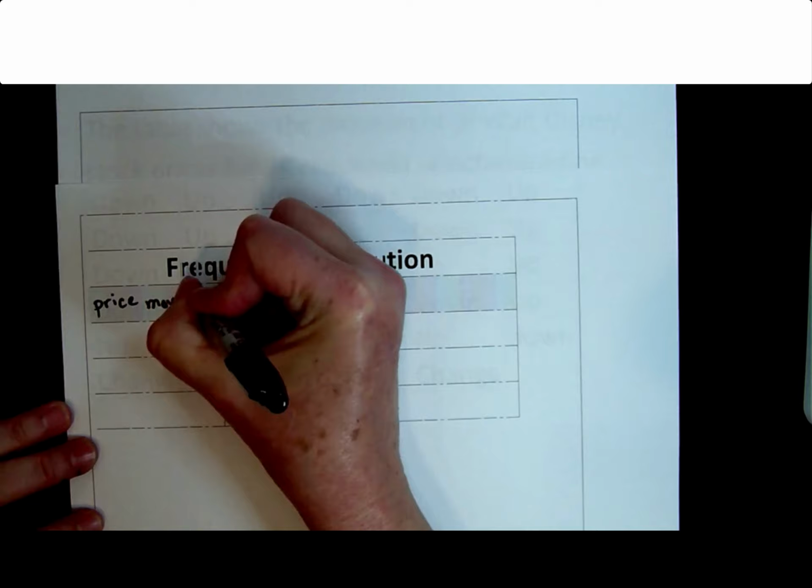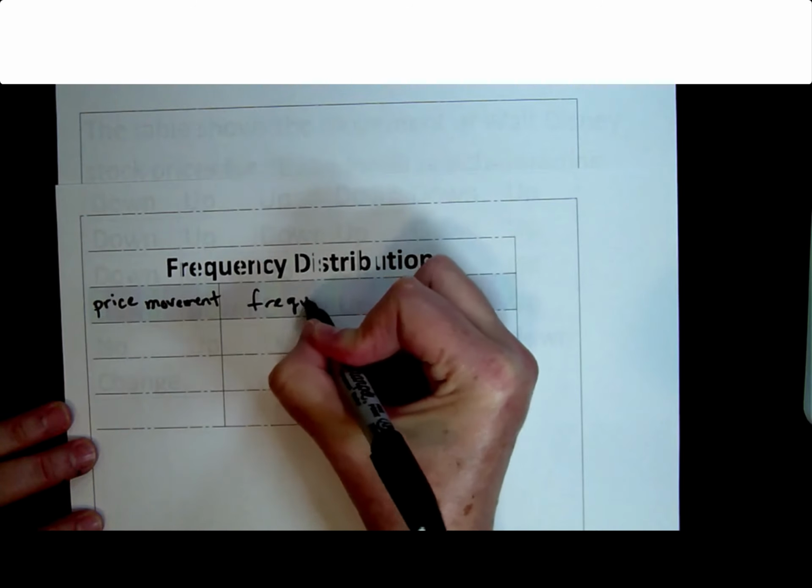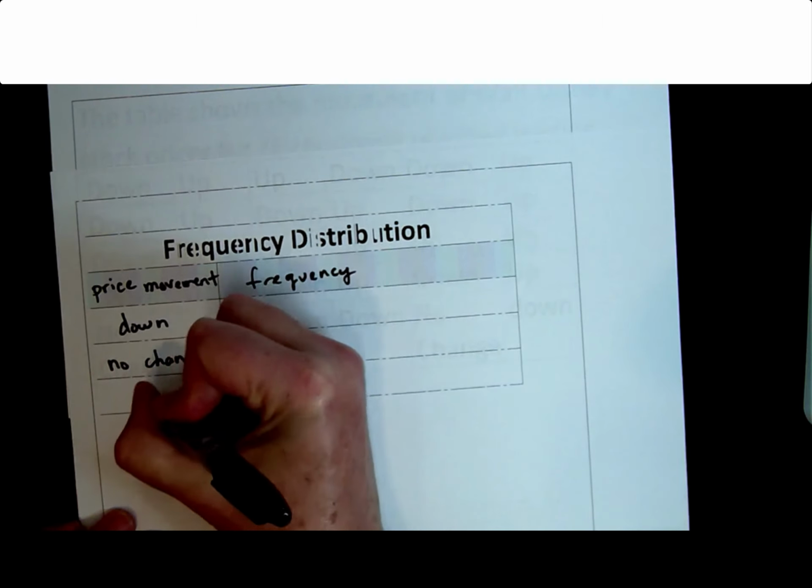Now, we want to construct a frequency distribution for the data in the table. So let's see. Here's our frequency distribution. In the one column, we're going to put the data values. So let's see, I guess we call those price movement. And then in the second column, you put the frequency, the number of occurrences of each of those. So let's see, we had down, no change, or up. And you might have listed those in a different order, which is just fine. I just picked the order kind of randomly.